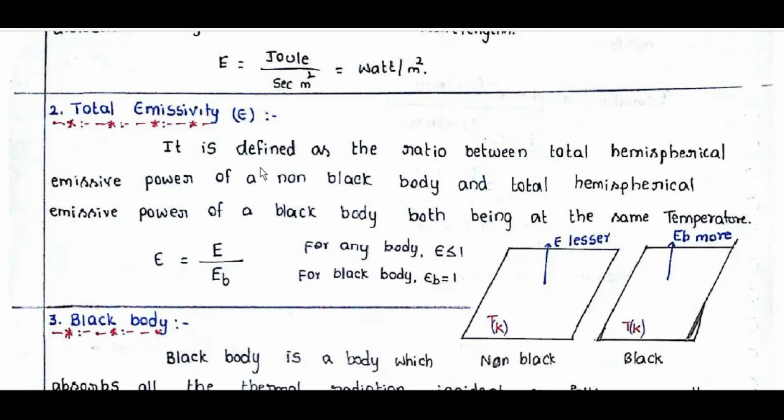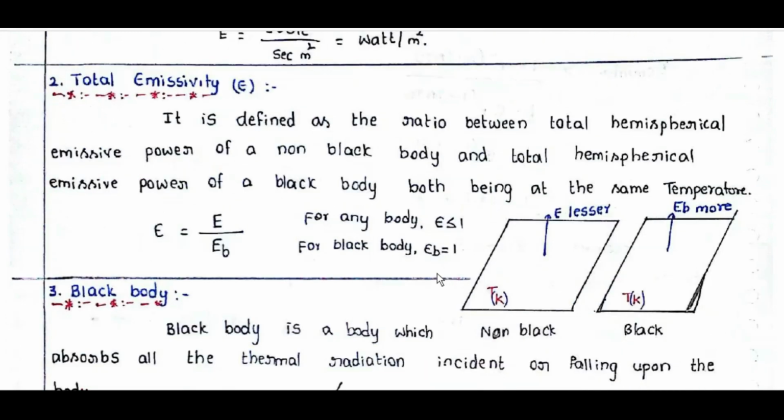Total emissivity epsilon is defined as the ratio between the total hemispherical emissive power of a non-black body and the total hemispherical emissive power of a black body, both being at the same temperature. Epsilon is equal to E by EB. For any body, epsilon is less than or equal to 1. For a black body, epsilon is equal to 1.